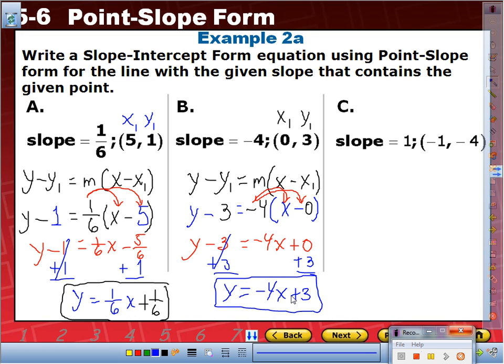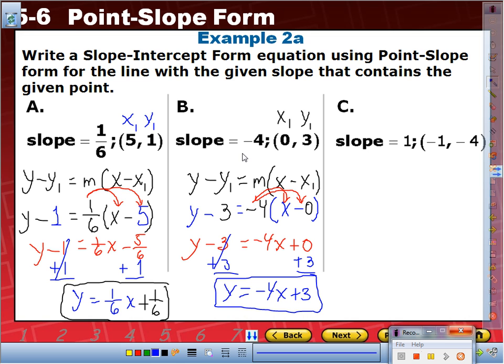Are we done? Yep. What is this called again? Slope-intercept form. Why? Because the slope comes first and the y-intercept at the end. Yes? This is a negative 4x.